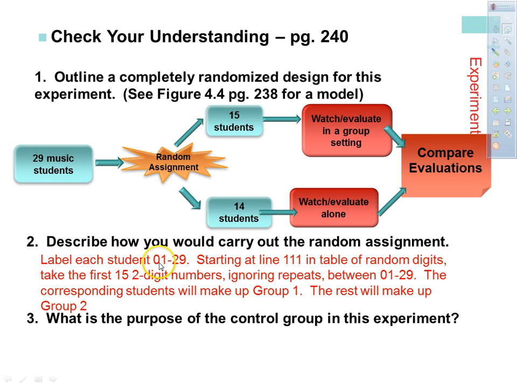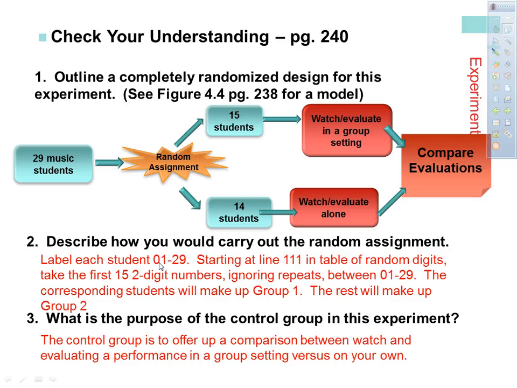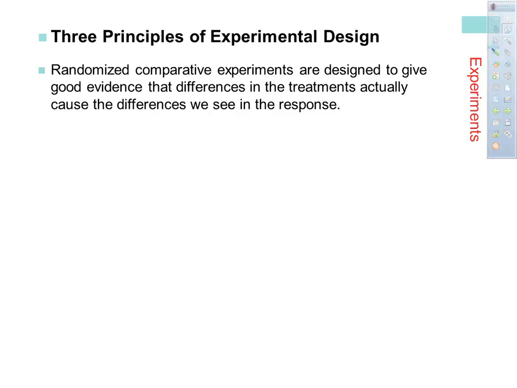And the last question here, what's the purpose of the control group? The idea behind the control group, again, is to offer up a comparison between watching and evaluating a performance in a group setting versus on your own. And so when you talk about the purpose of the control group, make sure you do so in the context of the study, right? Everything needs to be in context. Every question needs to be written out so that it is specific to that particular situation, that particular problem, okay? All right, so that's a completely randomized design. So what do we need to be careful of here when we start to set up our experiments, right?